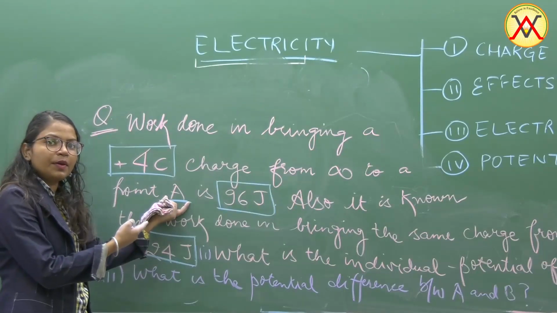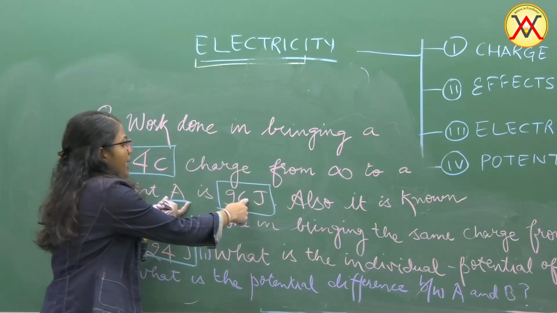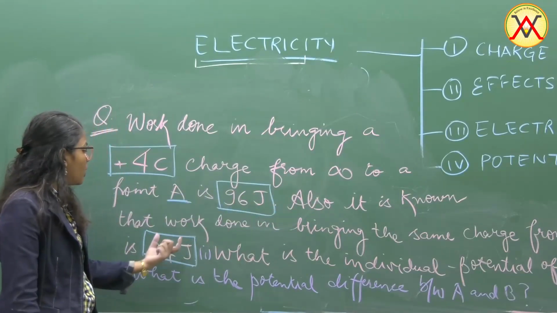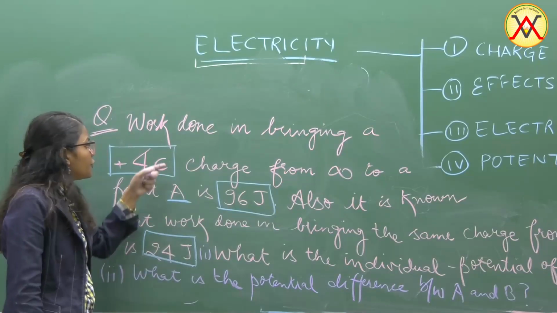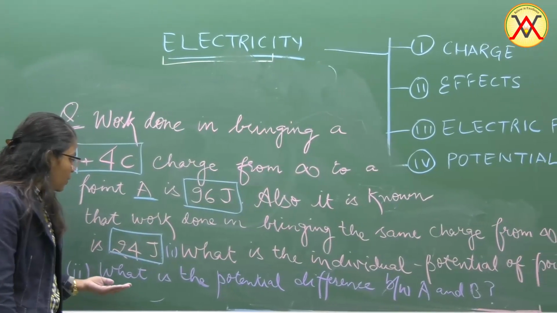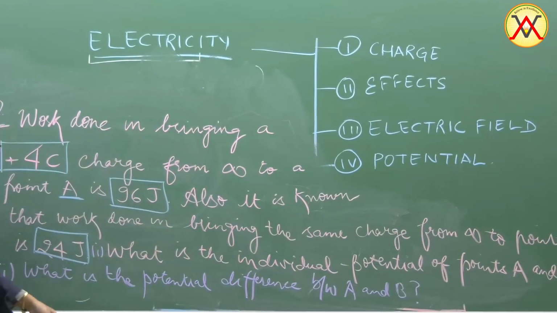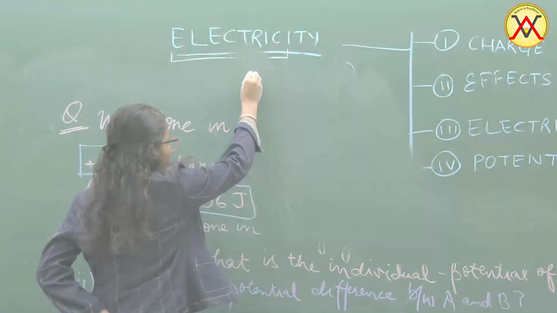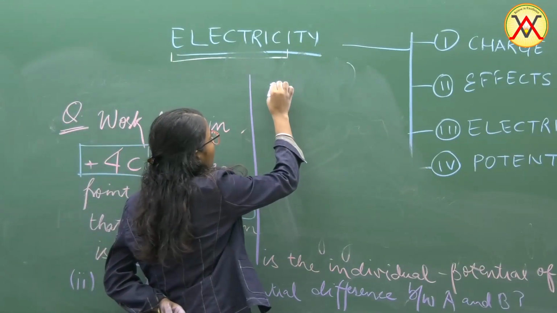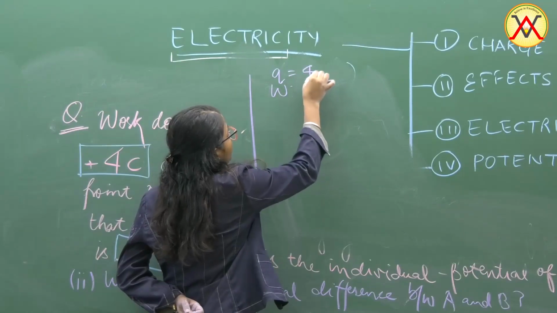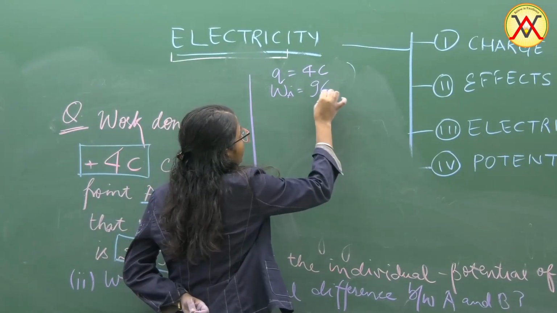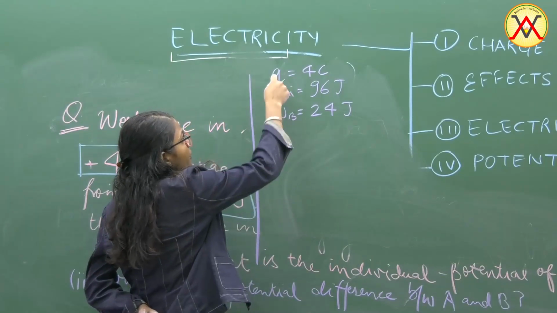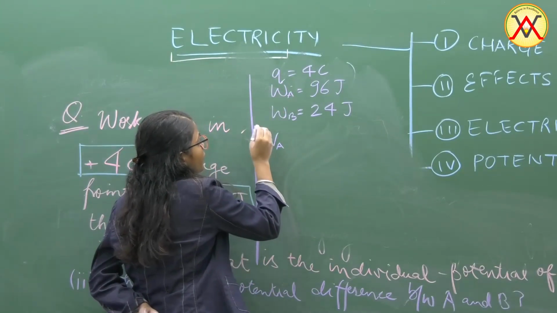What are the individual potentials of points A and B? Potential of point A would be WA upon Q, 96 upon 4, right? Potential of point B would be WB upon Q, 24 upon 4. And then your second part, what is the potential difference between A and B? It would be VA minus VB, right? Q is given to be 4 coulomb, WA is given to be 96 joules, WB is given to be 24 joules. From Q and WA, we will have our first part.